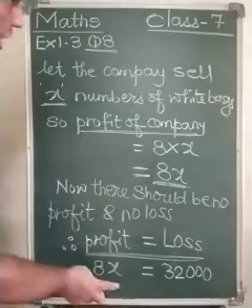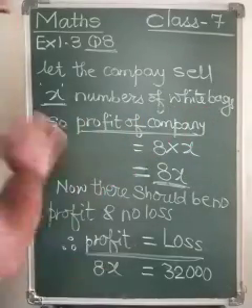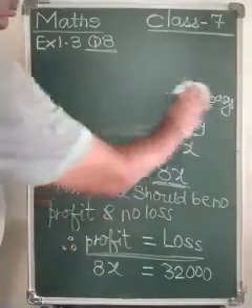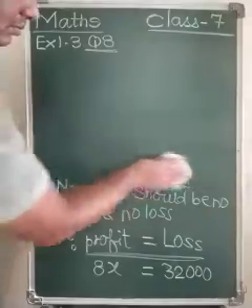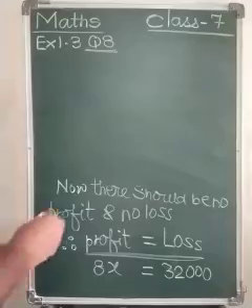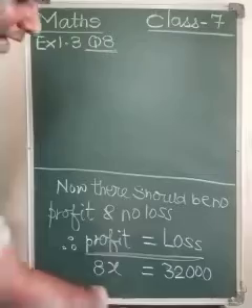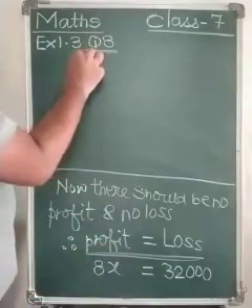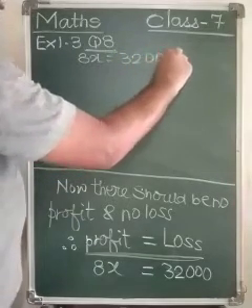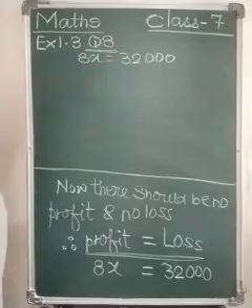Now x is what? x is number of white bags sold. So we have to find x here. So I will rub out this part again. Let us proceed further. So 8x is equals to 32,000. Again I will write here 8x equals to 32,000. Now in 6th standard you have only learnt about forming the equations.